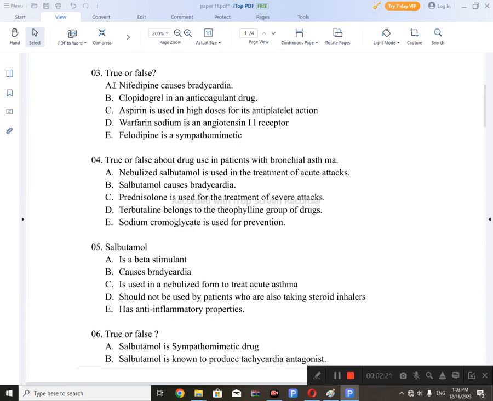Nifedipine causes bradycardia. True. Clopidogrel is an anticoagulant drug. True. Aspirin is used in high doses for antiplatelet action. False. Warfarin sodium is an angiotensin II receptor antagonist. False. Felodipine is a sympathomimetic. False.